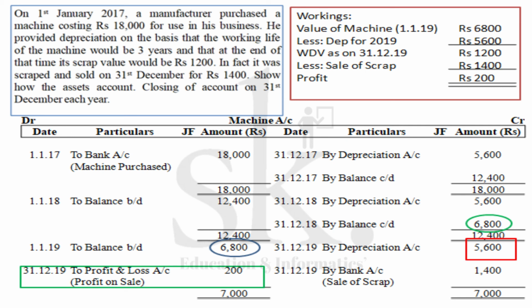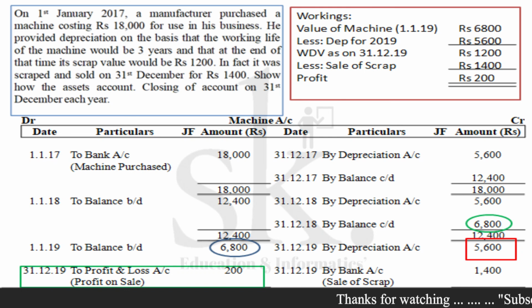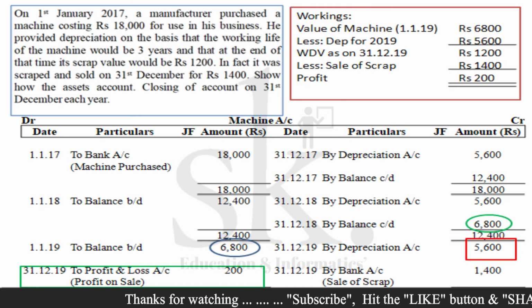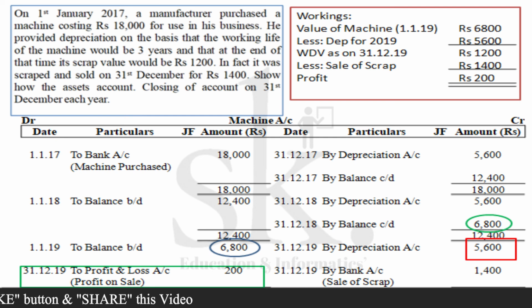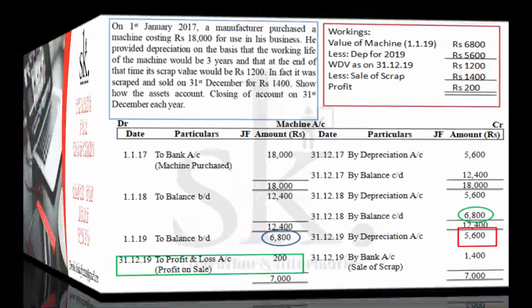And therefore, since the asset has been disposed of and sold, we don't get any balance with respect to the machinery account. So the machinery account for both sides has tallied at 7,000 as the total. I hope you have understood the concept.